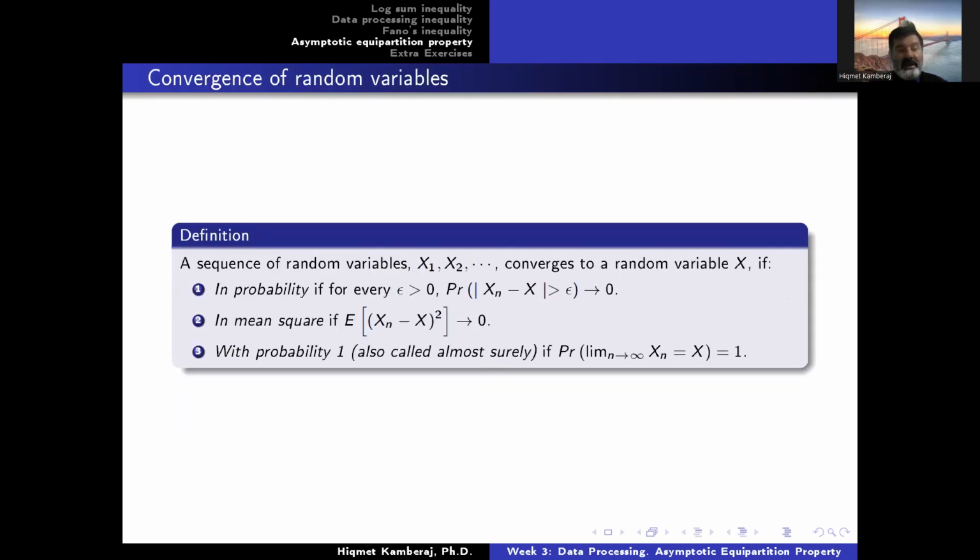Now, another definition: a sequence of random variables, let's say x1, x2, and so on, converges to a random variable x in probability if for every epsilon greater than 0, the probability of the absolute value of xn minus x being greater than epsilon converges to 0. In mean square, if the expected value of (xn minus x) squared converges to 0. With probability 1, also called almost surely, if the probability of the limit when n goes to infinity of xn being equal to x becomes equal to 1.